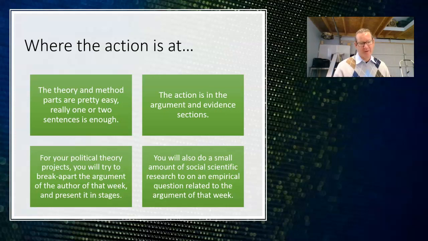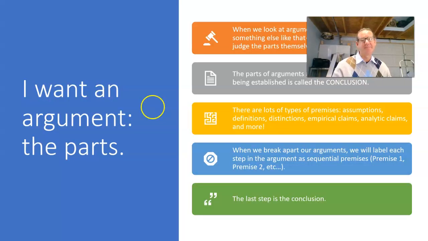For your political theory projects, you will break apart the argument of the author of that week and present it in stages. You will also do a small amount of social scientific research on an empirical question related to the argument of that week. Some of these questions might be closely tied to the argument being made by the author. Some might be implied, and so then we want to go look at them. But it's not always easily derived from just what the author says. Sometimes easier than others, let's put it that way.